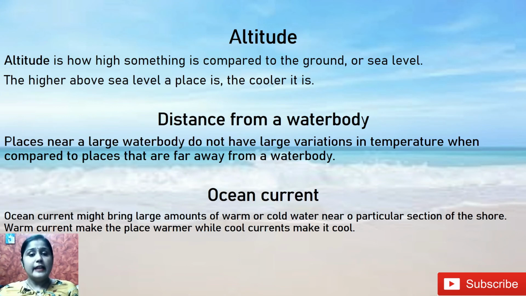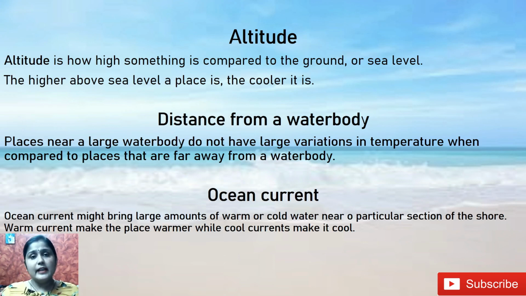The next factor is distance from a water body. Places near a large water body do not have large variation in temperature when compared to places that are far away from a water body. So, the distance from a water body does not affect so much, but there is a slight variation in the temperature or climate. Climate or weather near water bodies is cool as compared to places far from water bodies.